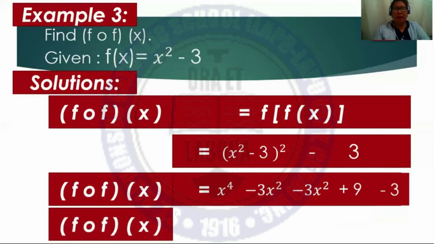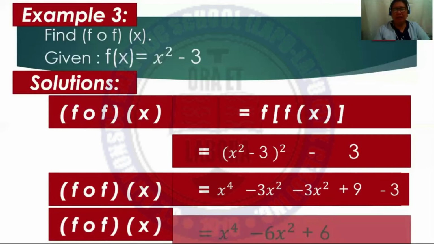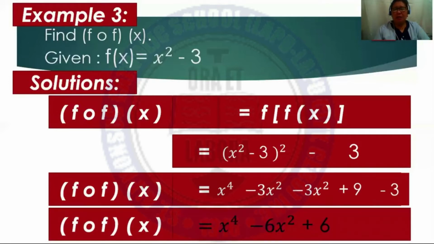The f circle f of x at this time becomes x to the exponent 4 minus 6x squared plus 6, because we combine negative 3x squared and another negative 3x squared, which is now negative 6x squared. So the final answer is x to the exponent of 4 minus 6x squared plus 6.